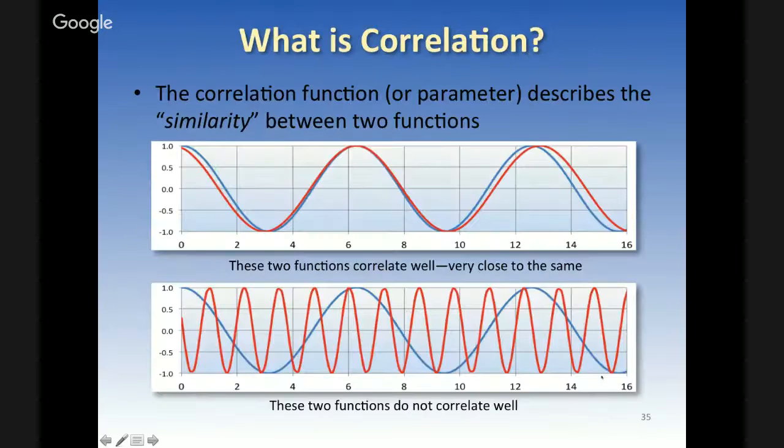So what is correlation? A correlation function or parameter just describes a similarity between two functions. I picked the simplest thing I could do in Excel here, and that's just a couple of cosine waves. Clearly, two cosine waves of nearly the same frequency correlate very well. They're almost the same function. If you set up a very high frequency cosine and compare it to a low frequency cosine, those functions don't correlate very well.